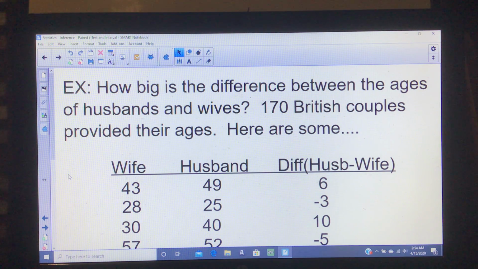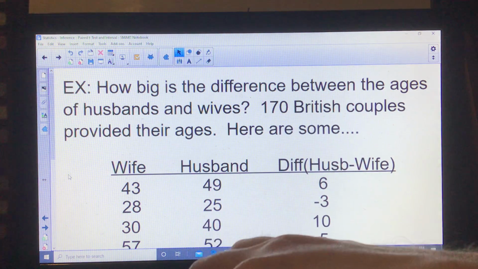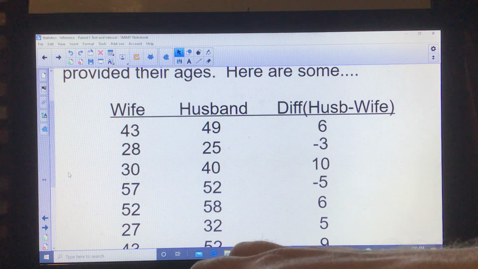So they took a sample. Obviously, to do a census of all these couples would take forever. So they picked 170 British couples, and these people provided their ages. And here's some of them, because basically to look at 170 data points would be ridiculous, but you'll get the idea from looking at some of them.